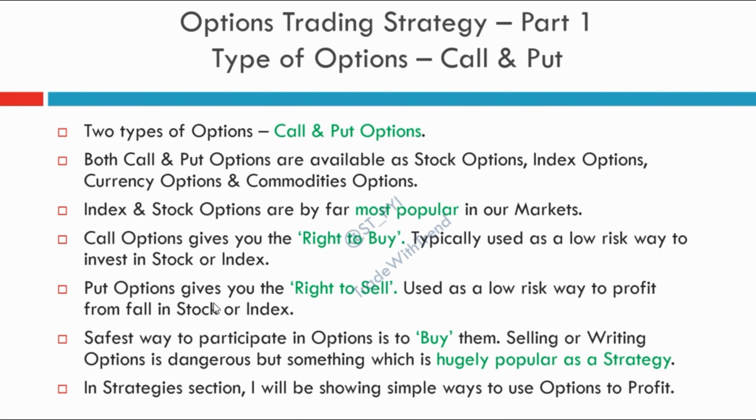So now let me come to the types of options that are available. One is the call option and one is the put option. Now, what do call and put options mean? Both call and put options are available for stocks, index, currency, and commodities again. And this is standard all across the world.